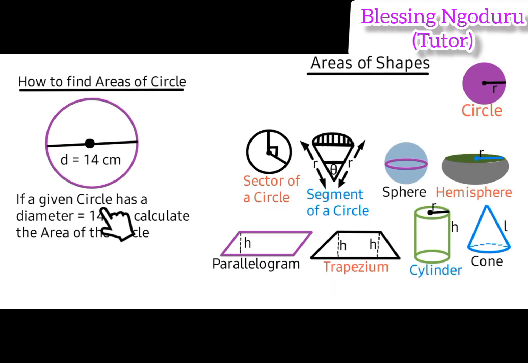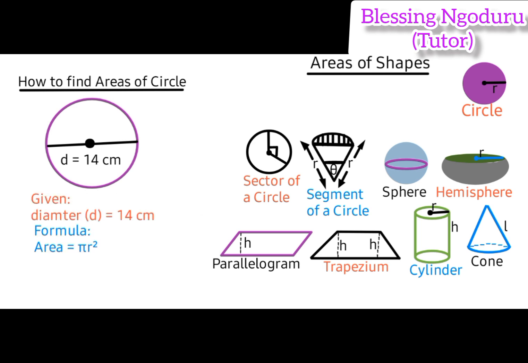If our given circle has a diameter of 14 centimeters, calculate the area of the circle. We know that the area of a circle is calculated with the formula pi r squared. But in our question, we are given the diameter, so we derive the radius from the diameter. We know that diameter d is equal to 2 radius. Therefore, radius r will be equal to diameter divided by 2. The given diameter value is 14. 14 divided by 2, so our r value is 7.